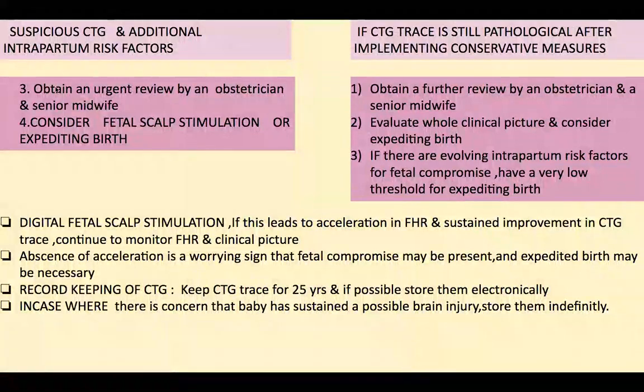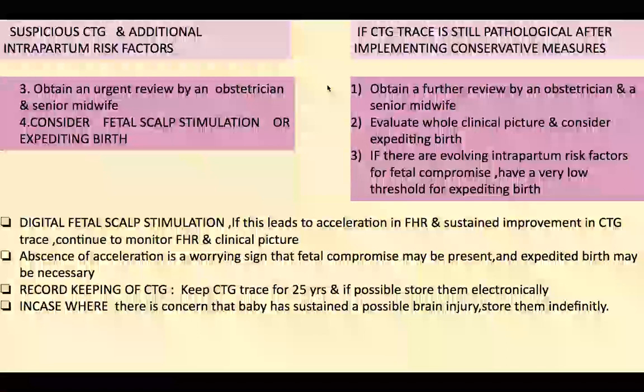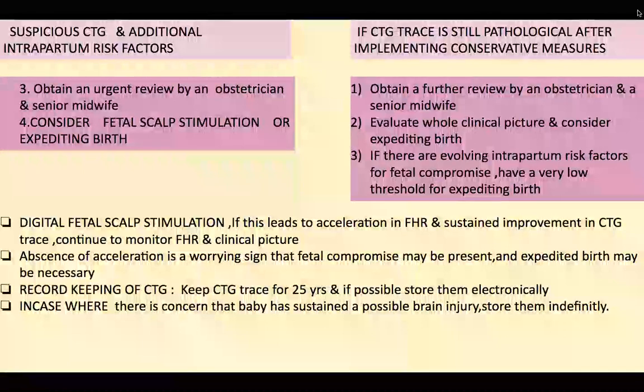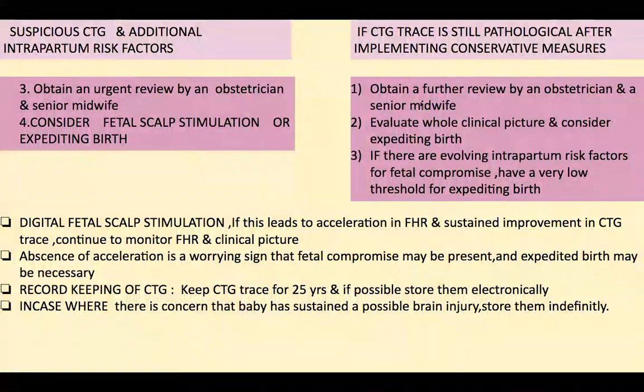Okay. So this was the point that we were discussing, that suspicious CTG and additional risk factors. What were the additional risk factors? Can anyone repeat, please? And slow progress, meconium stained liquor. Exactly. One more is there. Sepsis, slow progress, and meconium, right?